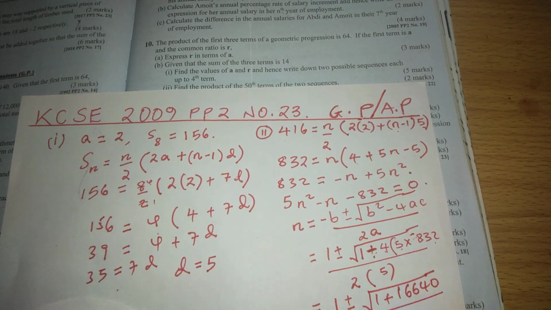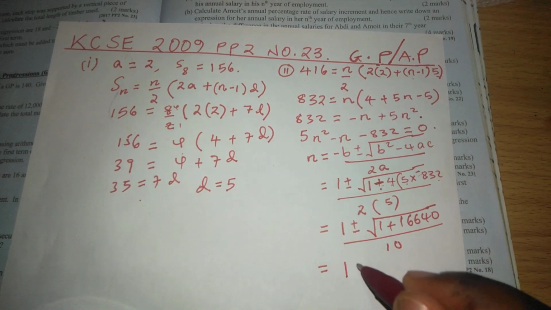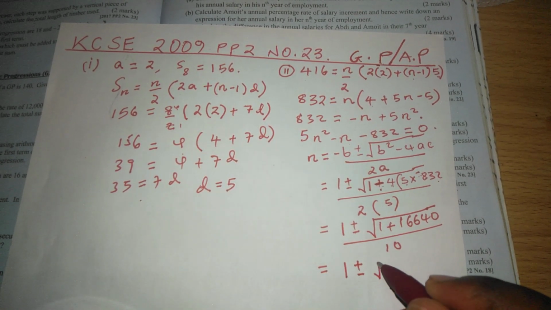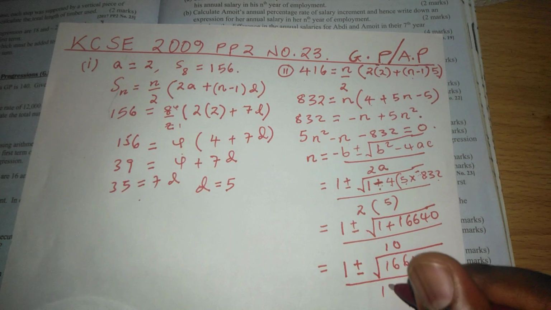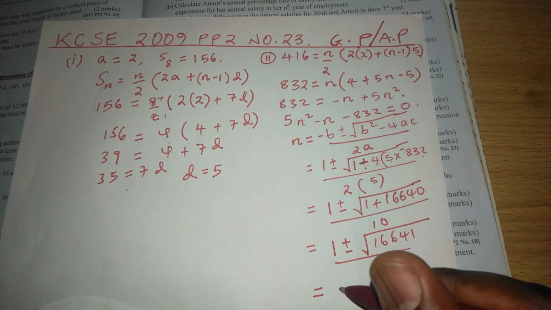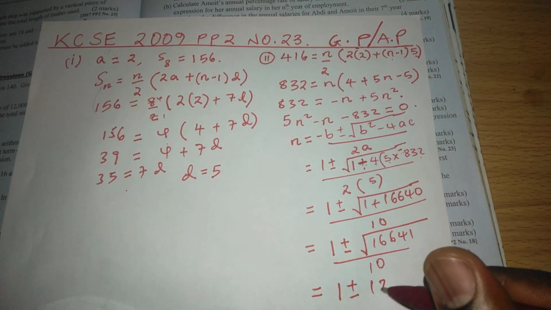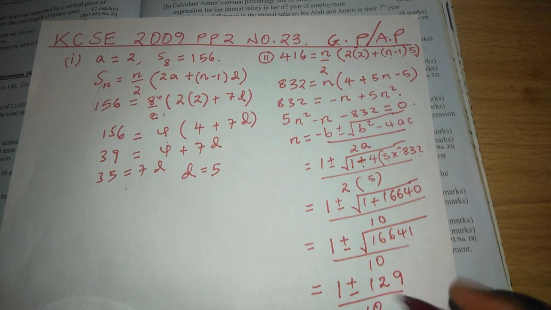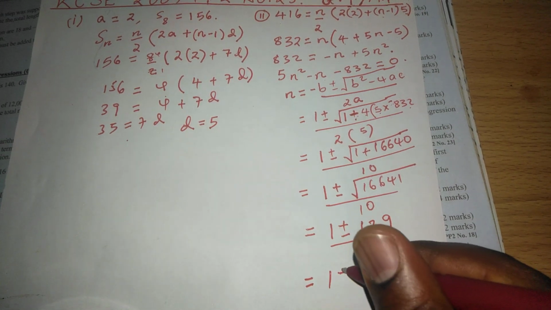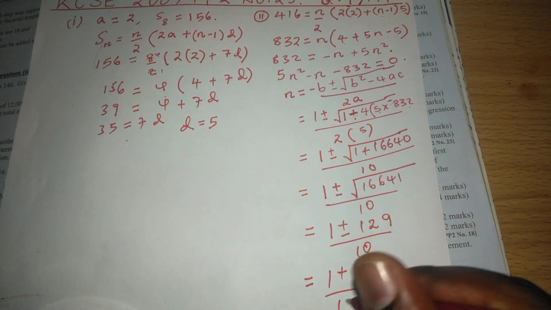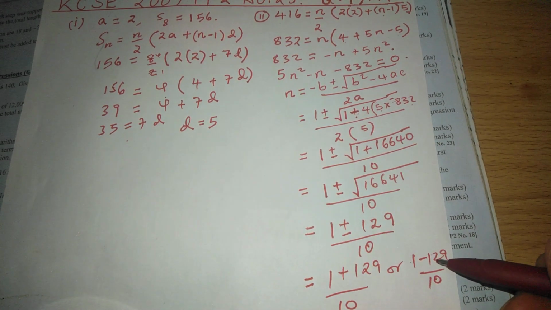Such that now when we divide this by 10, then we can agree that n is going to be 1 plus or minus the square root of 16,641 out of 10. So that we may say n can either be 1 plus or minus the square root of 16,641, which is 129. Then there is dividing by 10 here. So that the two values of n will be either 1 plus 129 out of 10 or 1 minus 129 out of 10. This one will give a negative value.